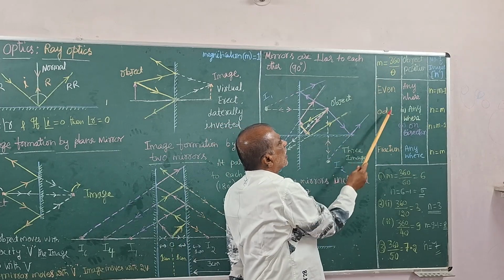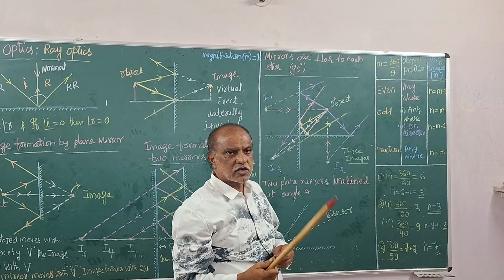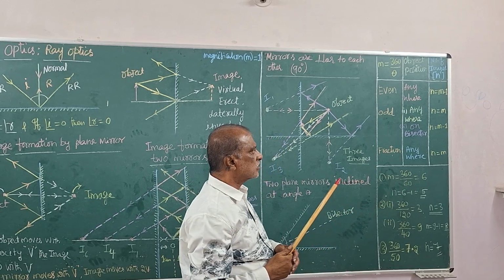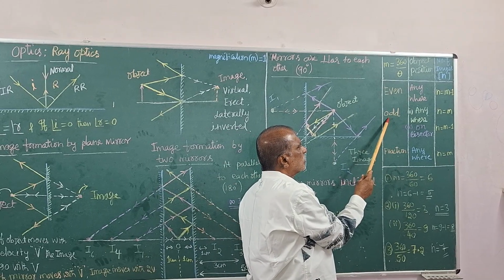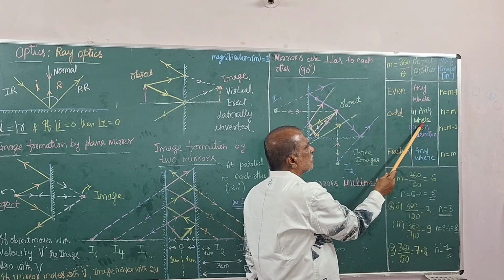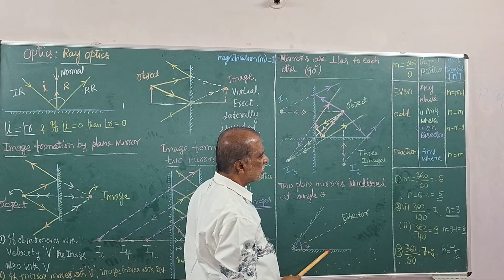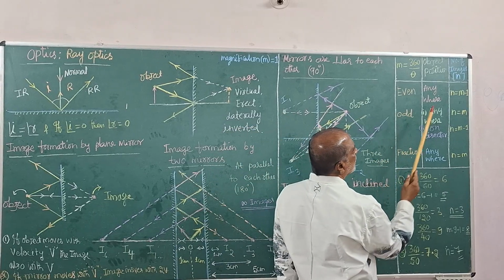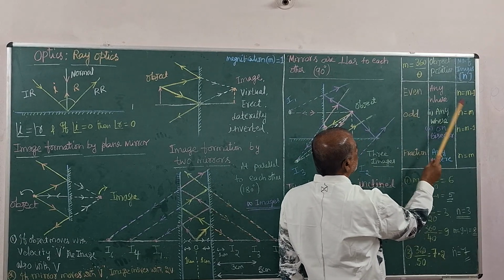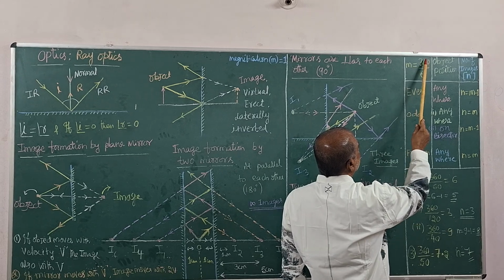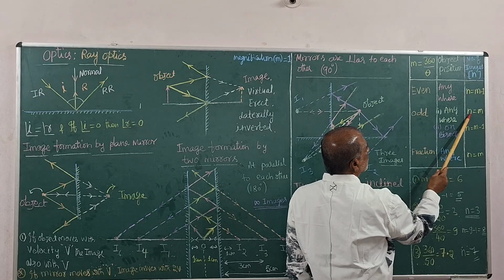If m is an odd number, that is 3, 5, 7 like this, there are two possibilities in this case. If m is odd and the object is anywhere between these two mirrors, the number of images is the same as the value of m, n equals m. m stands for the numerical value you get by dividing 360 by theta, and n stands for the number of images.